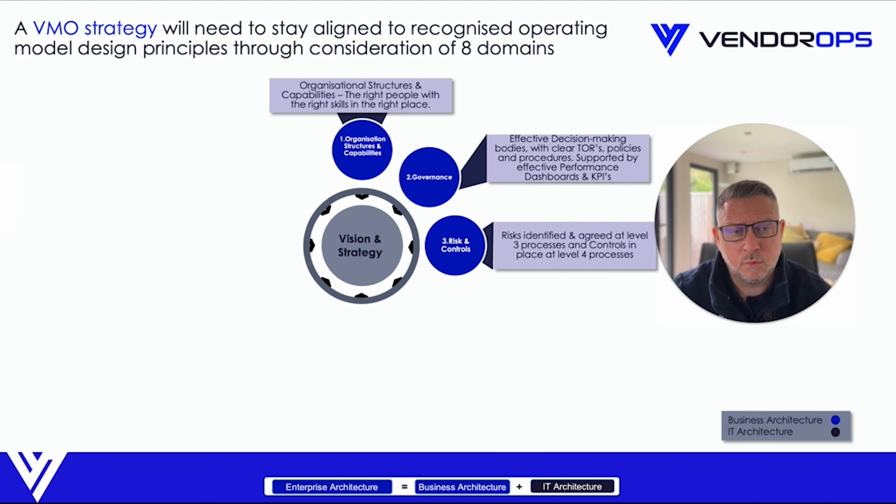Third is what risks either having or not having a function like this introduce to the business, and then looking at the controls that would help control those risks to make sure they don't crystallise.